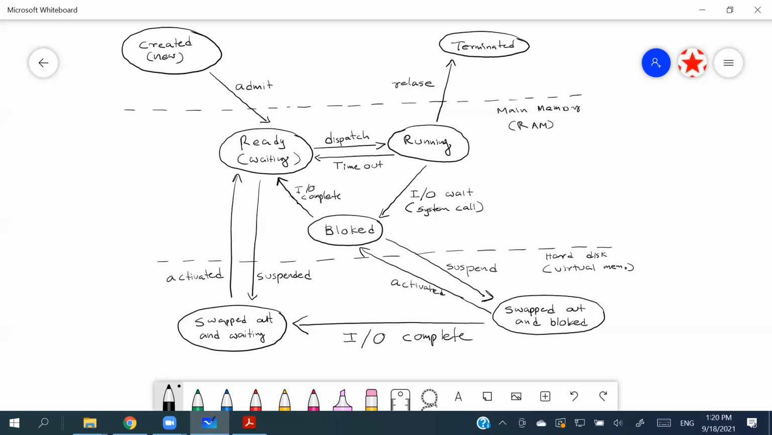Right? So this is what happens when the memory is very crowded, and if the operating system thinks that memory needs to be freed for some other processes, it will do the swapping out and swapping in of processes, right?